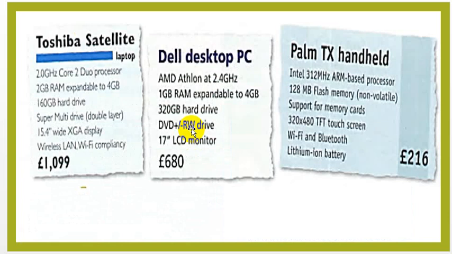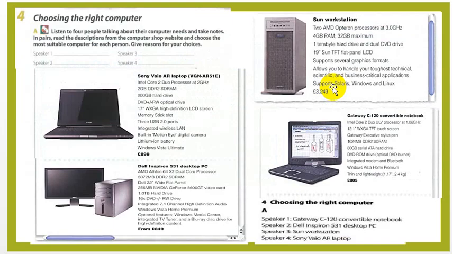Toshiba Satellite. These are the specification of a computer. Toshiba Satellite, a laptop, or what is the capacity, what is the technical specification. 2 gigahertz core 2 duo processor, 2 GB RAM, and Dell desktop PC, Palm TX handheld. These are the specification. And what is here? Choose the right computer.